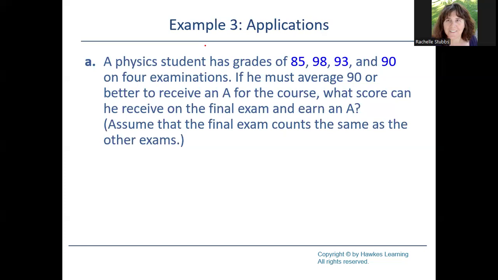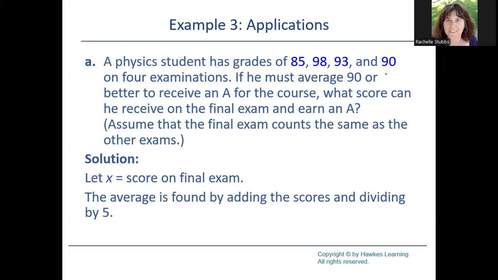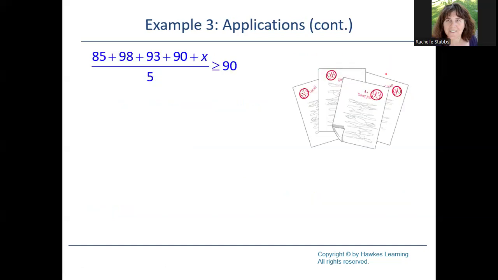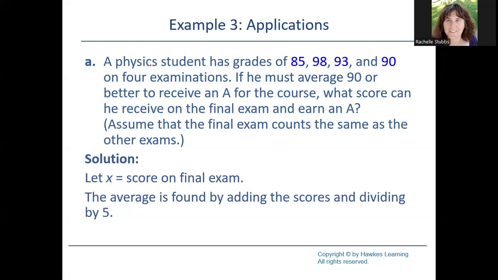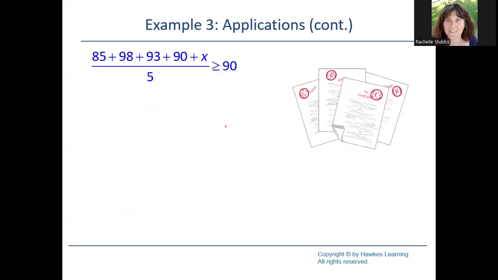So here we go. Remember when we find the average of something, we add up the numbers and then we divide by how many numbers there are: 1, 2, 3, 4. Well, in this case, we're going to take a fifth test. So we're going to add up these numbers, 85, 98, 93, and 90, and the fifth test, which we don't know, so let's call it X. And then we're going to add up those 5 scores and divide by 5. Now, our rule said back here, we must have an average of 90 or better to receive an A for the course. So my average has to be greater than or equal to 90, doesn't it? Average has to be greater than or equal to 90 to get an A.